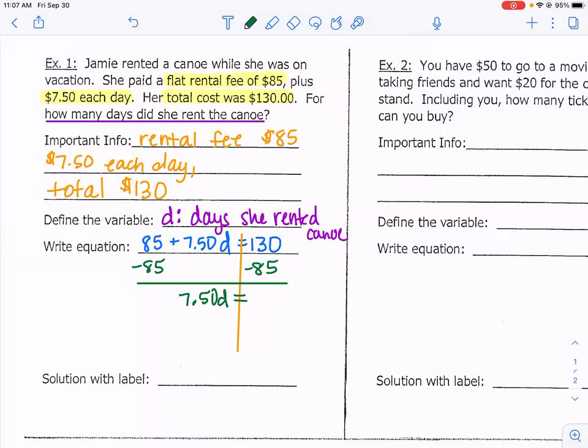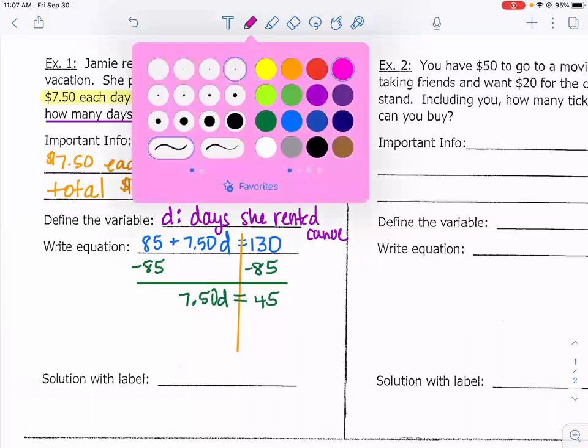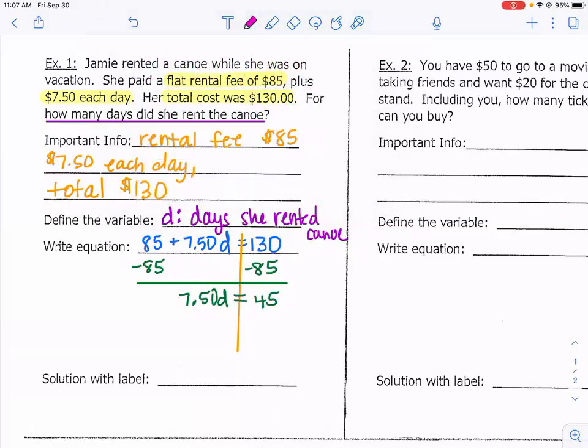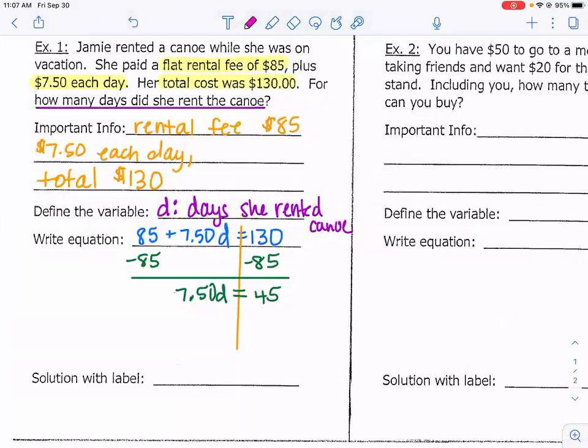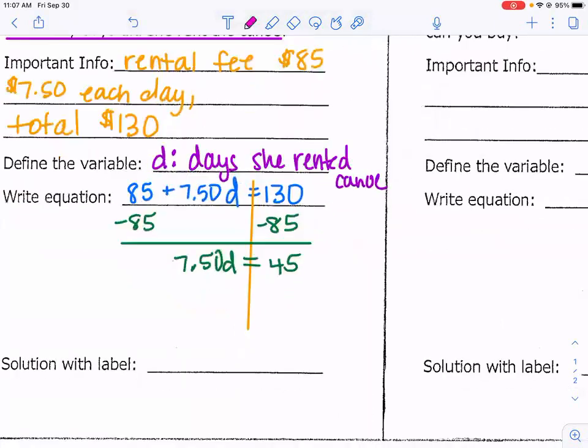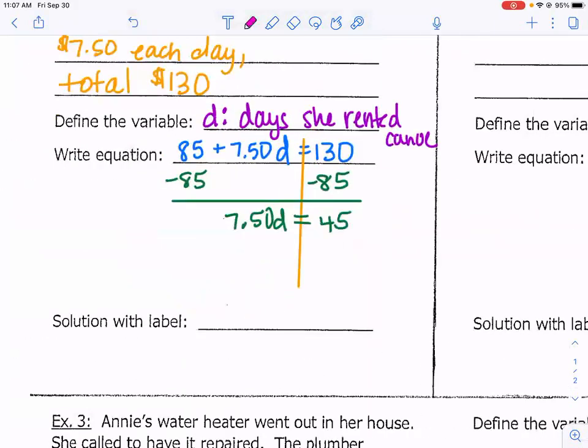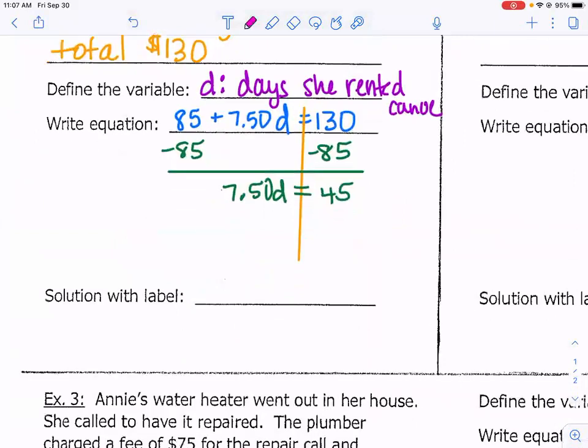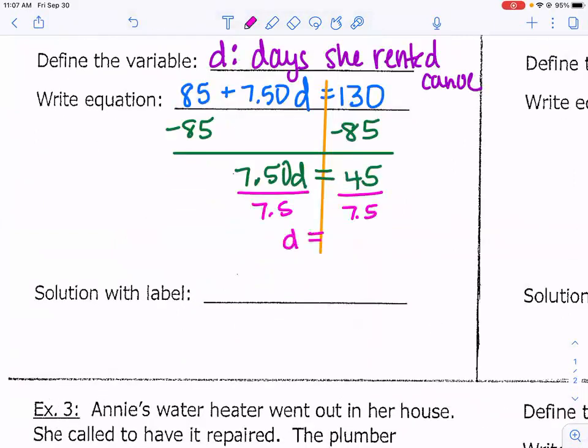What's 130 minus 85? 45? Okay. So then what are we going to do with that 7.5D? What do we need to do to each side? We need to divide by 7.5. Okay. Bennett, it looks like you grabbed a calculator. Can you take 45 and divide it by 7.5? 6?